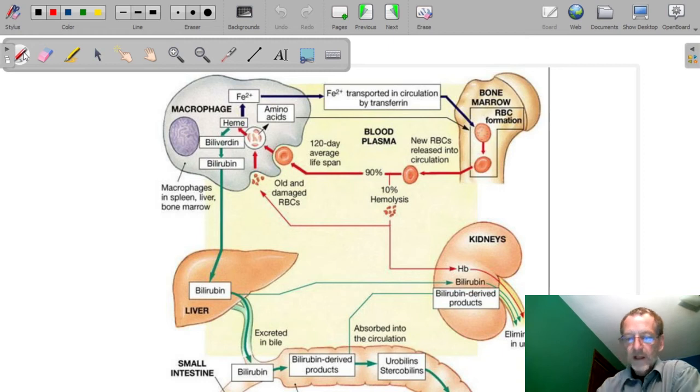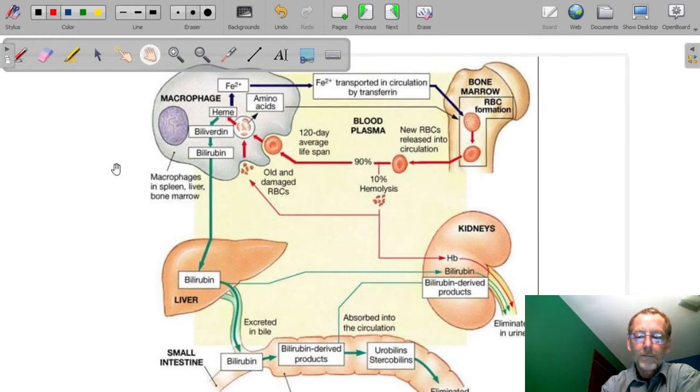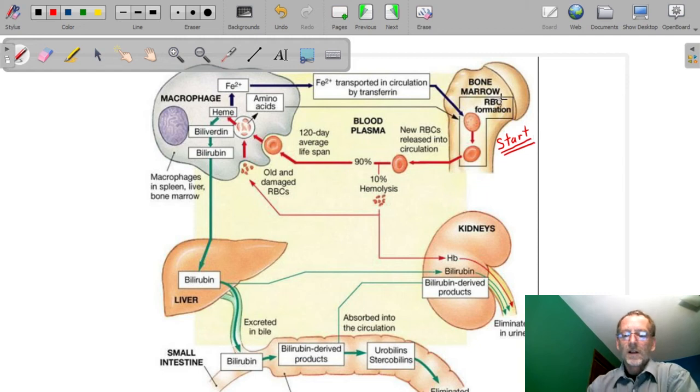So let's figure out where to start. Let's start over here. Oops, that's going to be off the screen. So we will start here as we work our way through the figure. So, red bone marrow, red blood cell formation, reticulocytes leave. Now we're out in the circulatory system as a newly made red blood cell, released into the circulation. They circulate for about 120 days, about 4 months, and then they wear out.